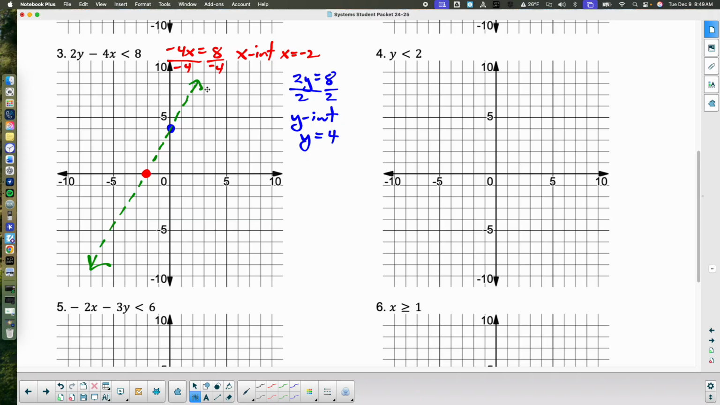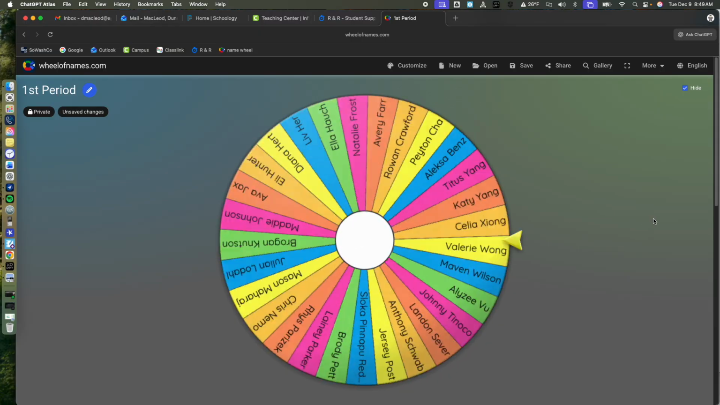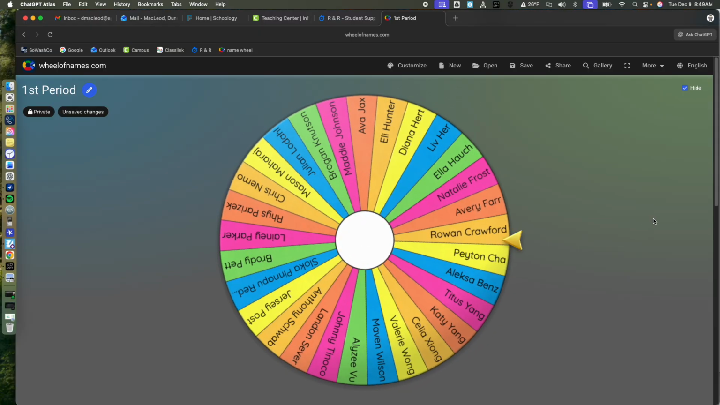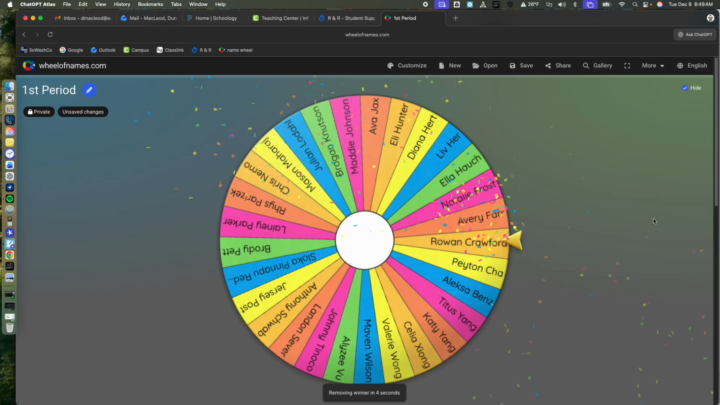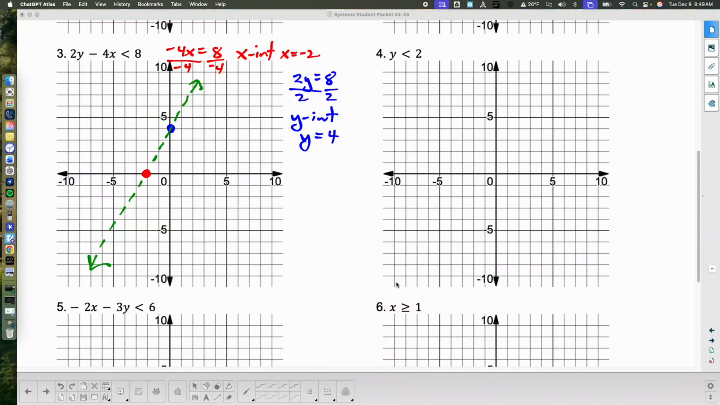Okay, now we need to figure out how to shade it. Now we don't have to test 0, 0. You can test any point you want. Rowan, what point should we test? We're just going to pick any random spot on this picture and then test it to see if it's true or false. We need 2 numbers. 5, 2. Sounds good. We are going to test 5, 2 and see if it is true or false, and that will determine our shading.